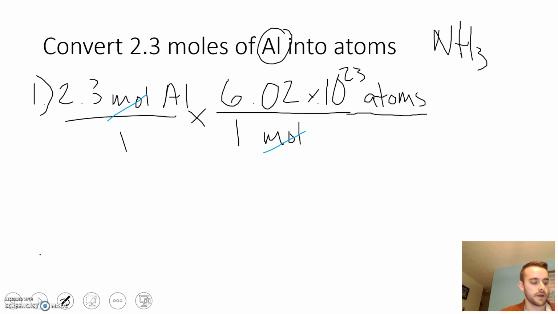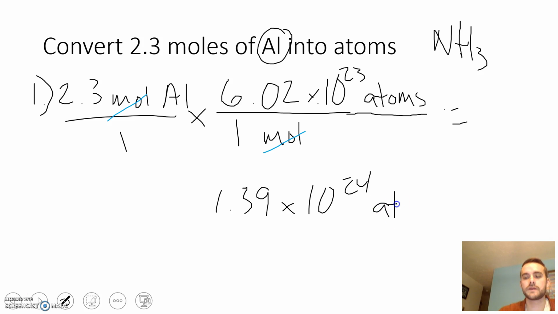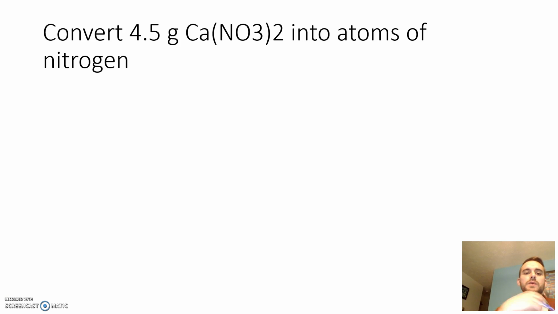And when you do that, you should get the following. 1.39 times 10 to the 24th. And that unit is atoms. Okay, so in our next one, we're going to convert 4.5 grams of calcium nitrate into atoms of nitrogen.